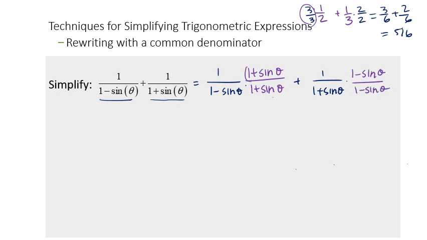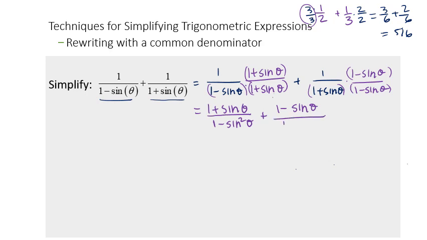Now for me, it's a lot easier to remember. I'm going to have to actually FOIL this whole thing out when I put parentheses there. All right, so that gives me 1 plus sine theta on the numerator. Denominator, I'm going to get 1 minus sine theta plus sine theta. So those cancel each other out, and then minus sine squared theta, plus 1 minus sine theta on the top. Bottom, again, is 1 minus sine squared theta.